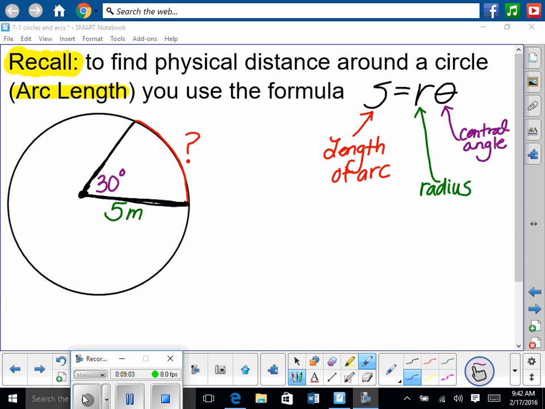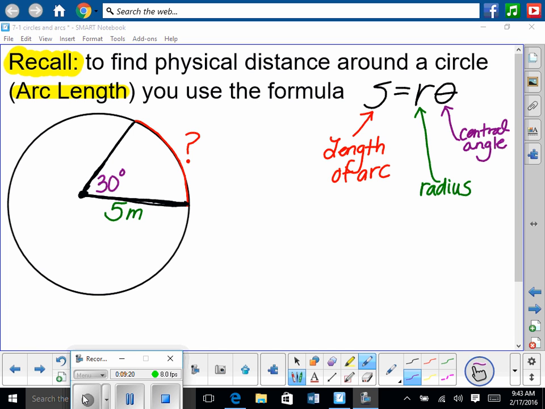Don't we need to use radians? Yep. Okay, so we need to change 30 degrees to radians. You can do this a couple different ways. You can change 30 degrees to radians first, so you multiply by pi over 180. Or you can just do it all in one, because I don't want to have to do 2 steps here.